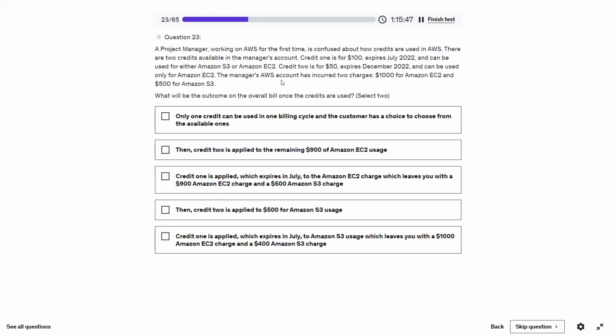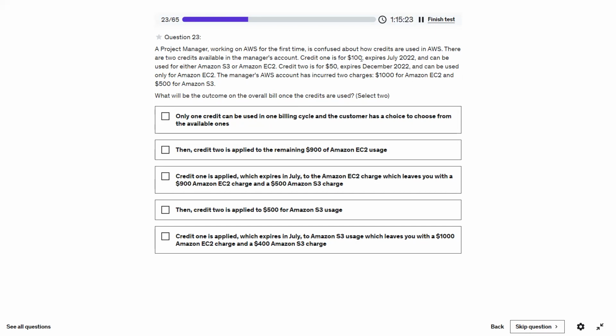The manager's AWS account has incurred two charges, $1,000 and $500. What will be the outcome on the overall bill? So basically the question is, in our account we can load some wallet balance, right? Or whenever we create a free account, we get some credit, right? So they said he sees two credits.